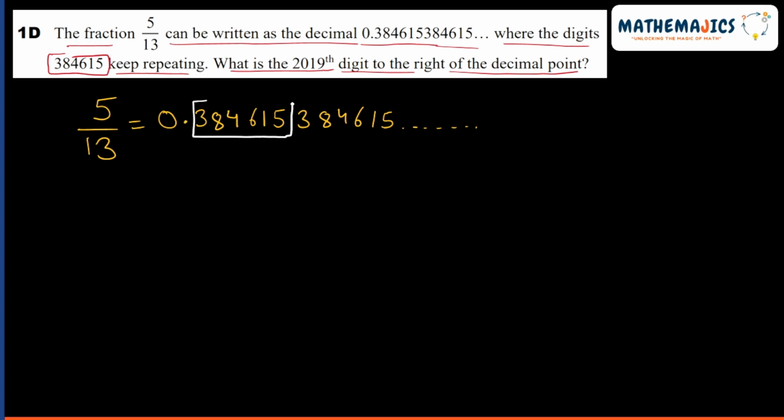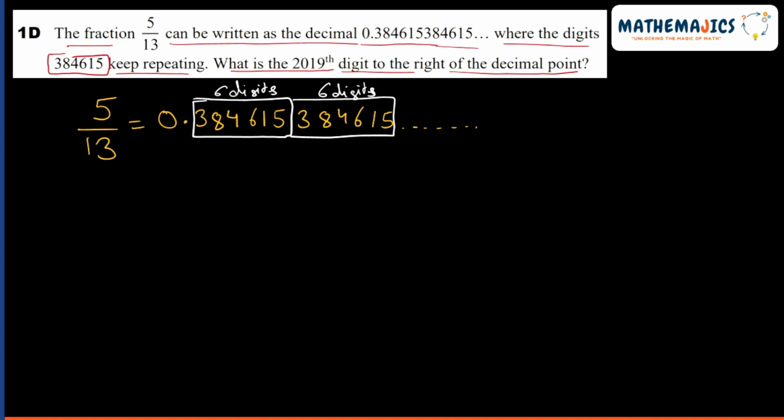Okay, so let me just write it down to explain you properly. 5 by 13, if written in decimal form, we are getting 0.384615, and these dots mean that these numbers are repeating in the same pattern. Now, what is the pattern? Look here. After every 6 digits, the numbers will be repeating itself.